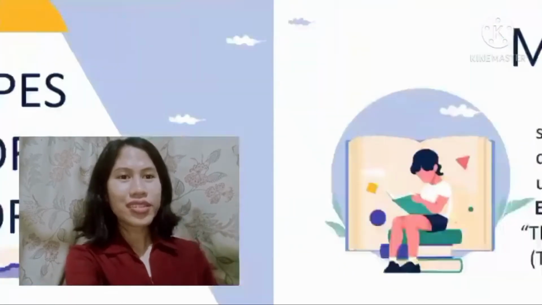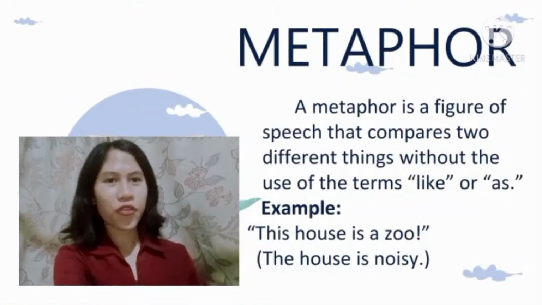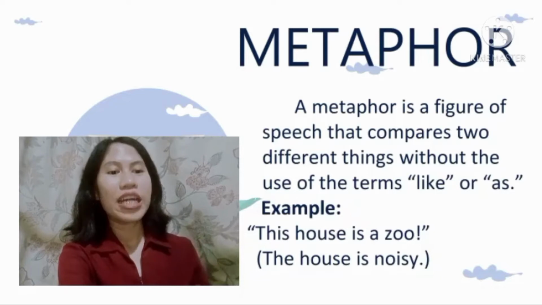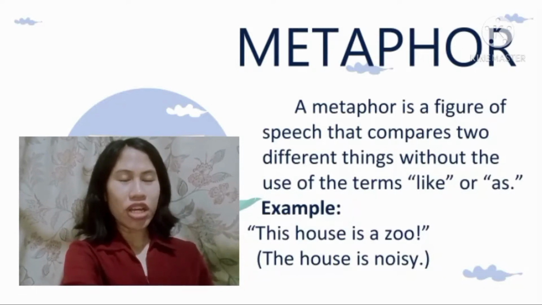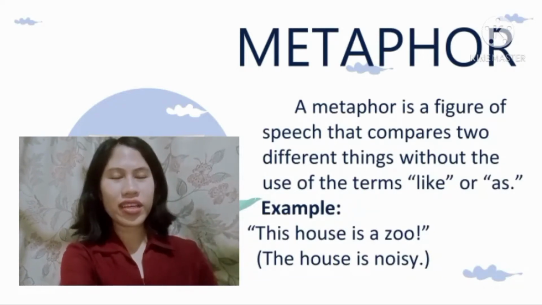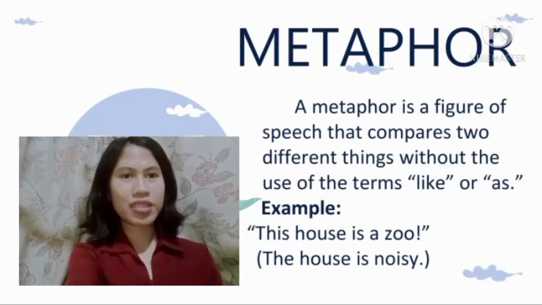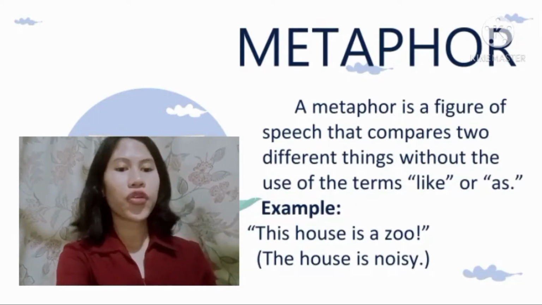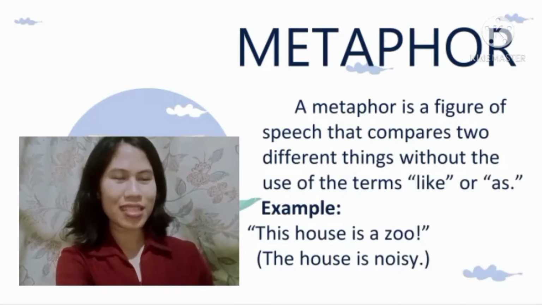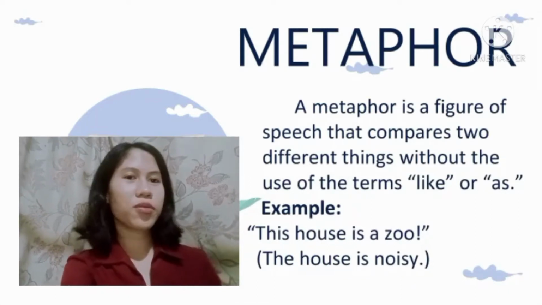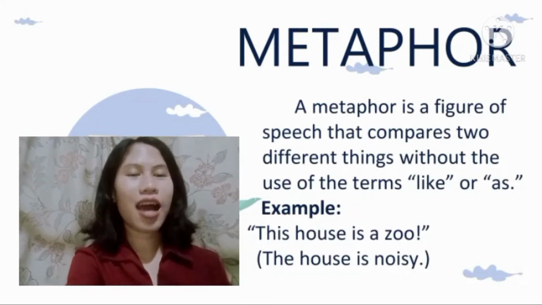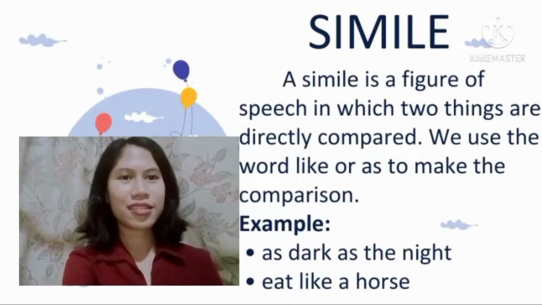Next are the different types of figure of speech. First, metaphor. A metaphor is a figure of speech that compares two different things without the use of the terms like or as. For example, this house is a zoo. It is compared to a zoo in terms of noise and not because the house is a shelter for animals.